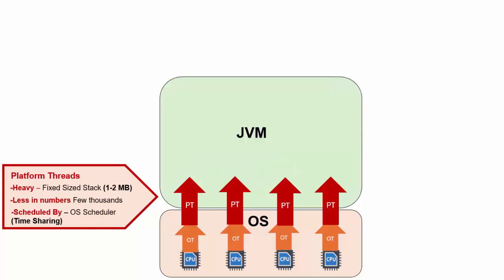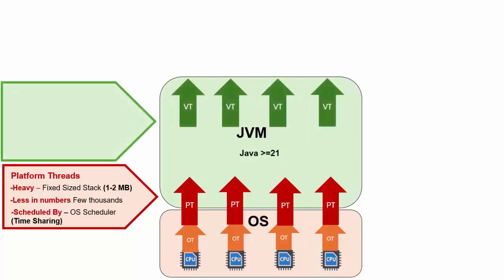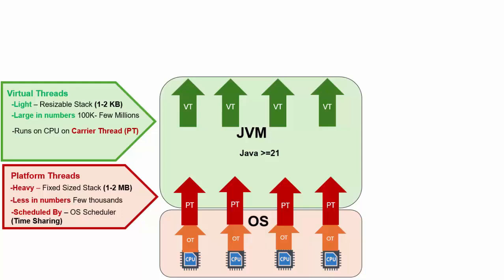Now, from Java 21 onwards, we have virtual threads. Virtual threads are light, they have a resizable stack, and the size is very small, around 1 to 2 KB. We can create a large number of virtual threads. It could be 100K to even a few million. They run on the CPU via the platform thread, which we call the carrier thread. Suppose a virtual thread is running on top of a platform thread, then that particular platform thread is called the carrier thread of that specific virtual thread.